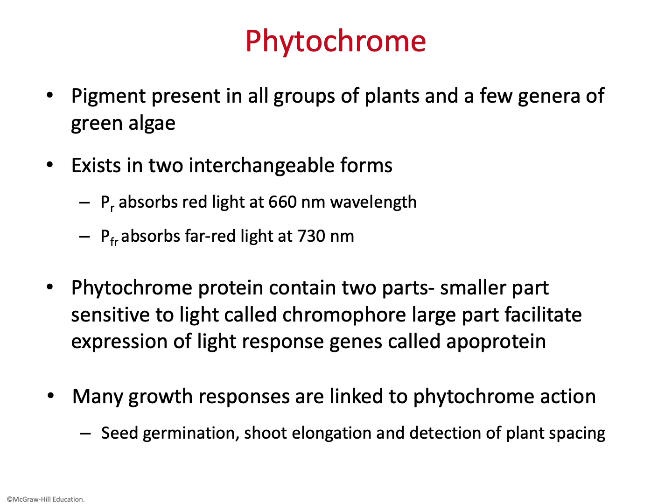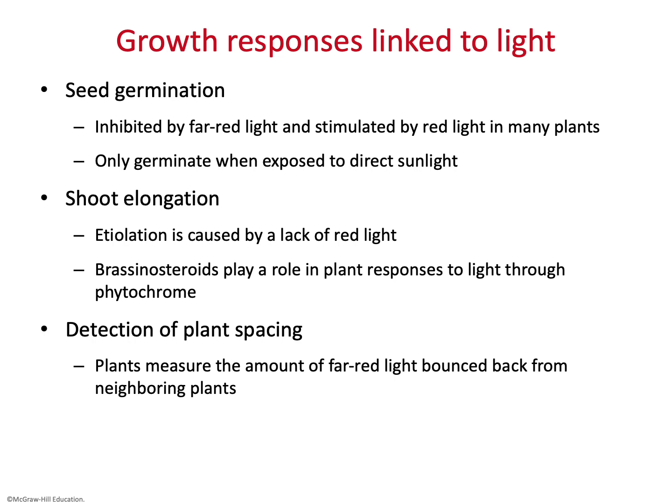These include seed germination, shoot elongation, and detection of plant spacing. We are going to discuss one by one how phytochrome is involved in each of these growth responses. Let's first look into seed germination. Seed germination is inhibited by far red light, which is at 730 nanometer, and stimulated by red light, which is 660 nanometers. In many plants this happens.